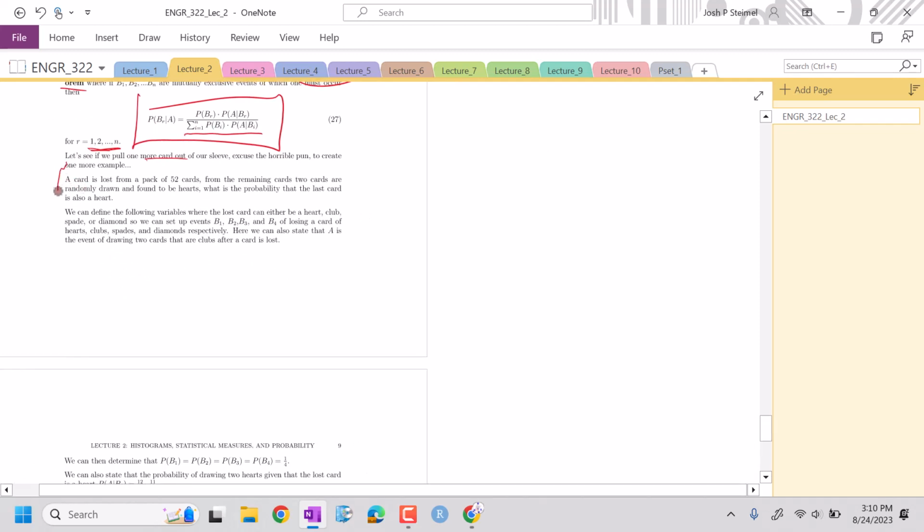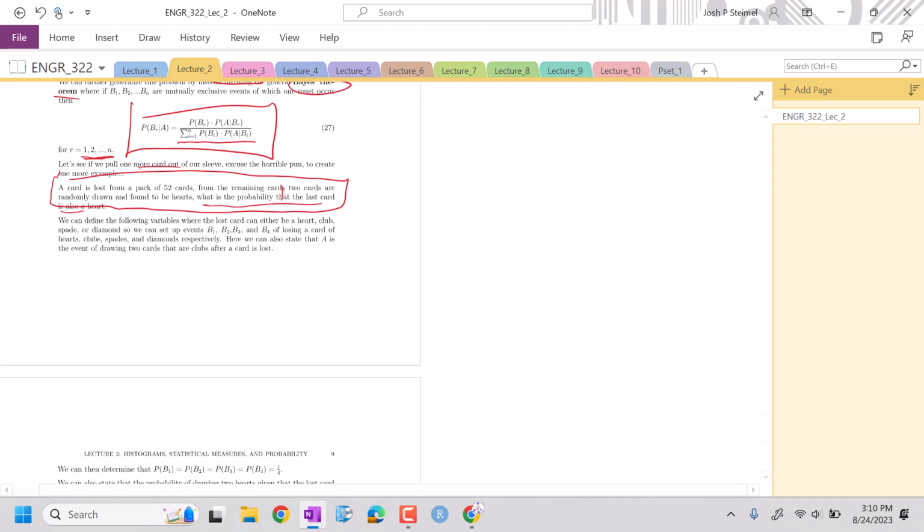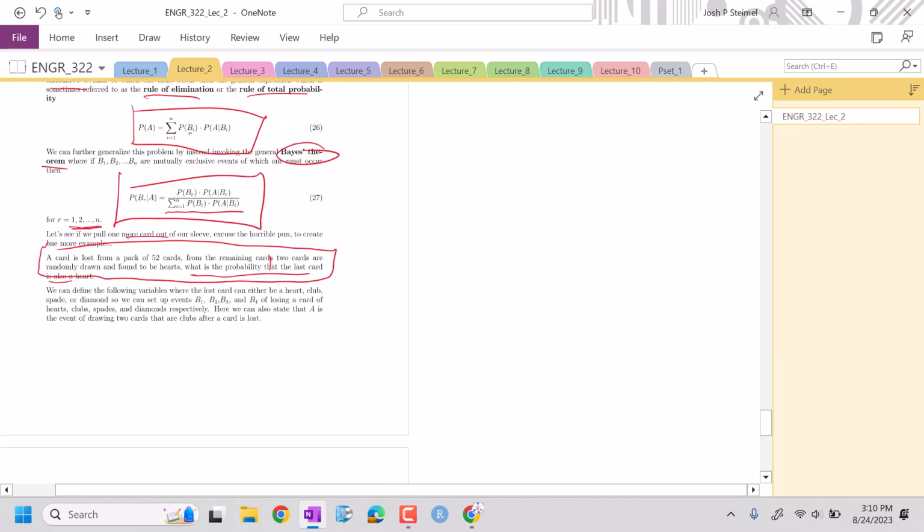So let's look at this scenario. A card is lost from a pack of 52 cards. Then from the remaining cards, two cards are randomly drawn and found to be hearts. And we want to calculate the probability that the lost card is also a heart. Let's try to unpack this. We are trying to figure out the probability that the lost card is also a heart.